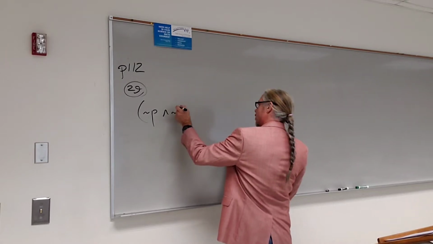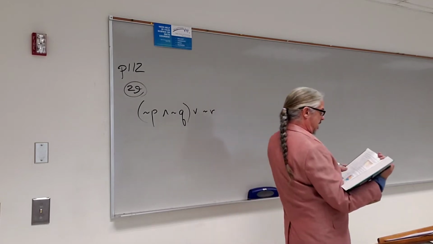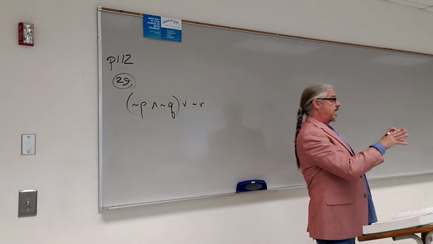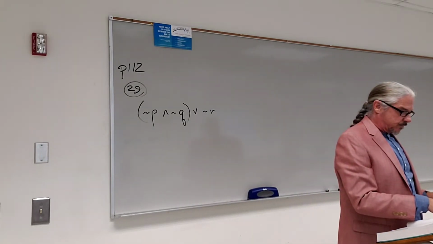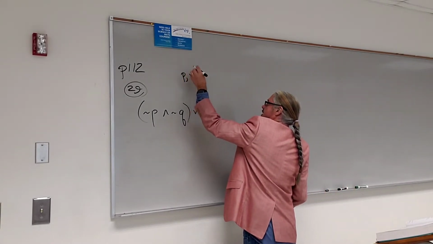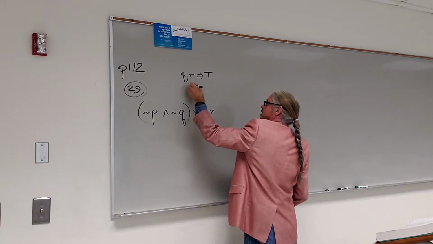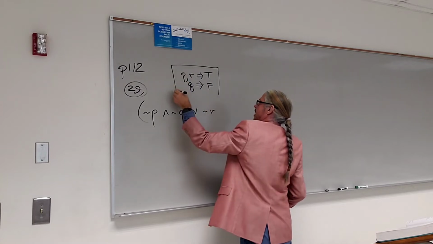Or not R. Did I get it? Make sure I get it right. You did. And what do you know about this? You only did part A. Remember I said only do part A? P and R are true, Q is false. So they give you P and R are true, and Q is false. This is the given. You need this. This is sort of like the backdrop.